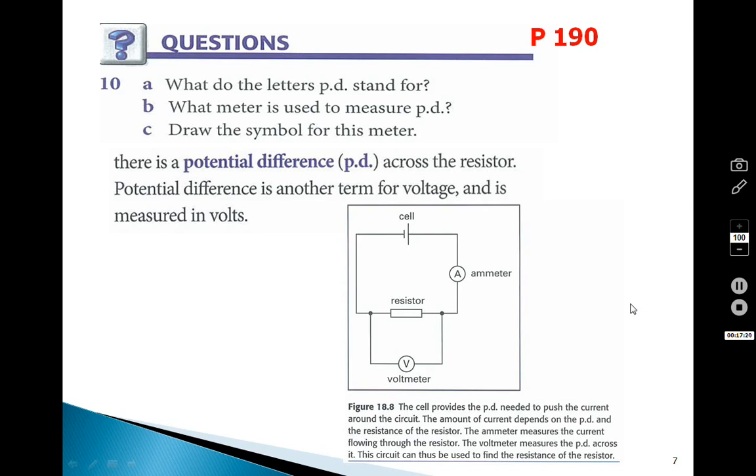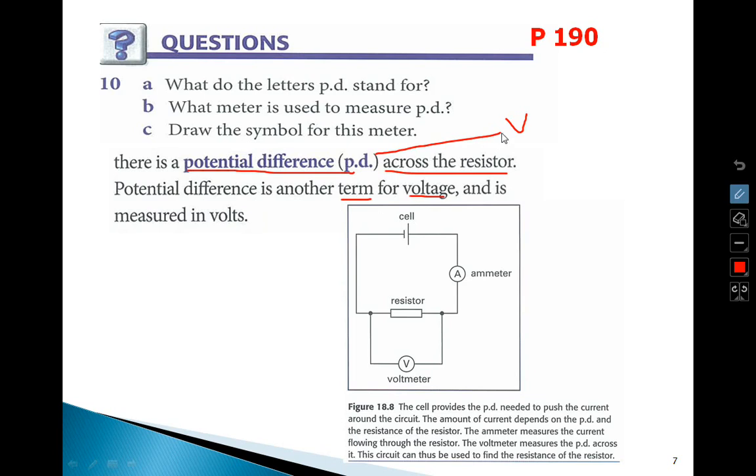There is a potential difference, PD, across a resistor. In any circuit, potential difference is voltage, V, across a resistor. So potential difference is another term for voltage. We can say potential difference, PD, or we can say voltage, and it is measured in volts. So PD stands for potential difference.